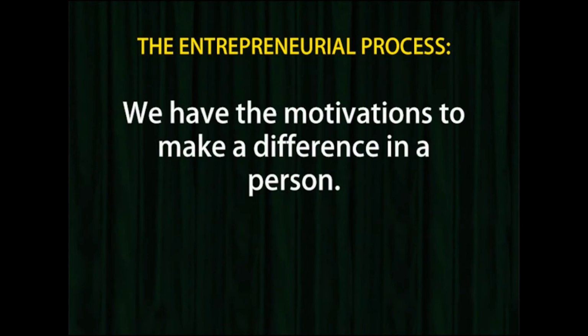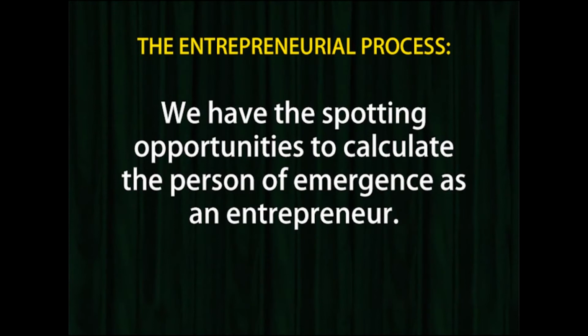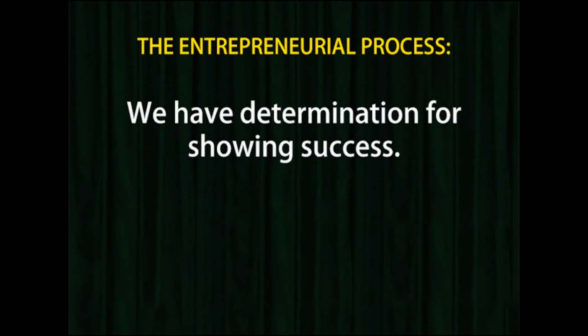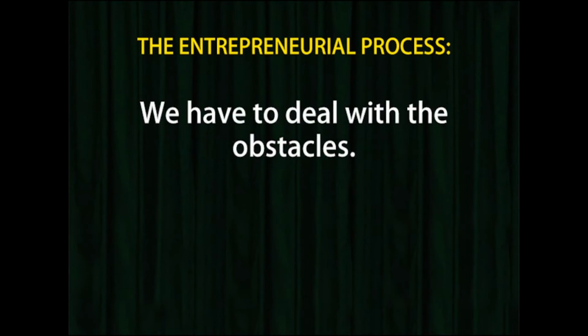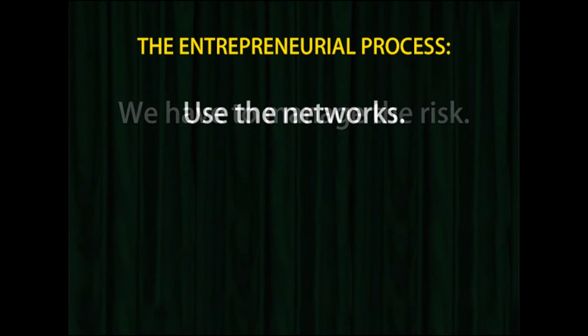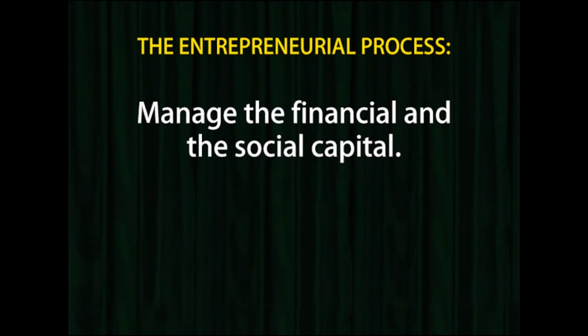The entrepreneurial process consists of various activities. We have the motivations to make a difference in a person. We have spotting opportunities to calculate the person in terms of emergence as an entrepreneur. We have the finding of the resources required for this kind of process. We have the determination for showing success. We have to deal with the obstacles. We have to control the business. We have to manage the risk, use the networks, and then you have to manage the financial and the social capital. So this is the total process designed by various authors, various thinkers who have contributed to the science of entrepreneurship as a subject of study. Their thoughts have made the evolution an easy process to study.